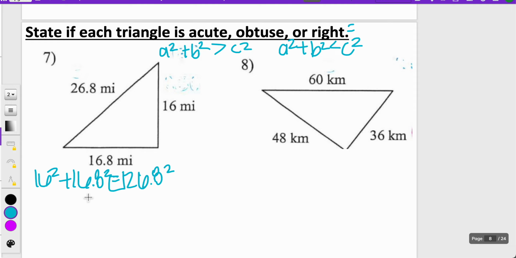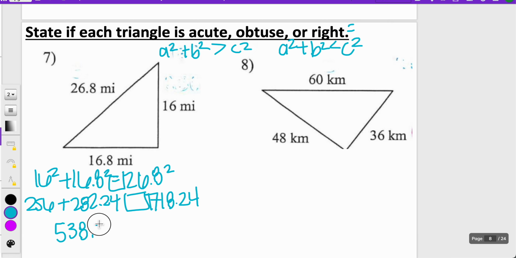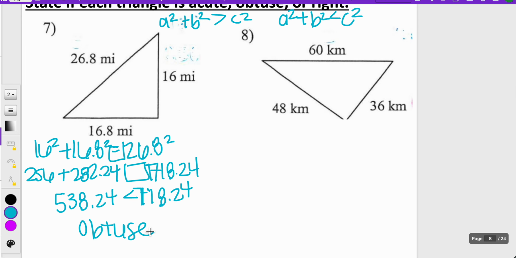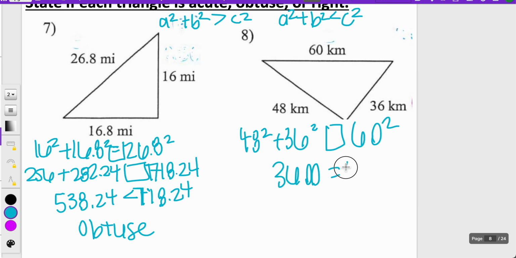So that's 256 plus 282.24, which is 538.24. We compare that to 26.8 squared, which is 718.24. That's going to be less than 718. So since c is more, we're going to say this is obtuse. Okay. For this one, 48 squared plus 36 squared is what to 60 squared. Our 48 squared plus 36 squared is 3600, and 60 squared is also 3600, so since they're equal, we can say they are right.